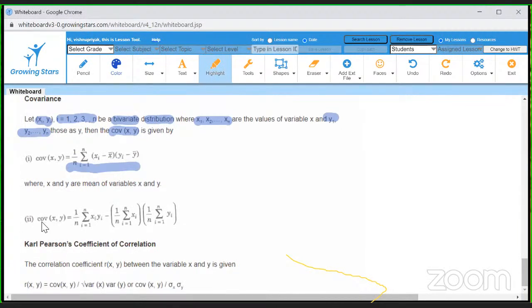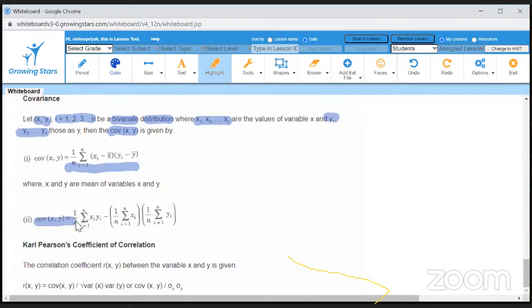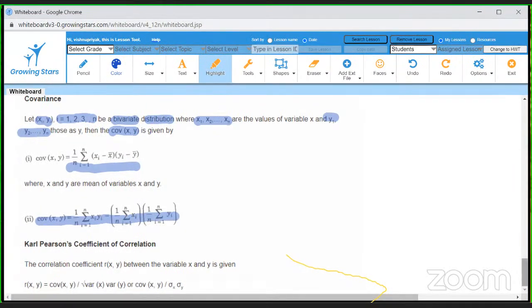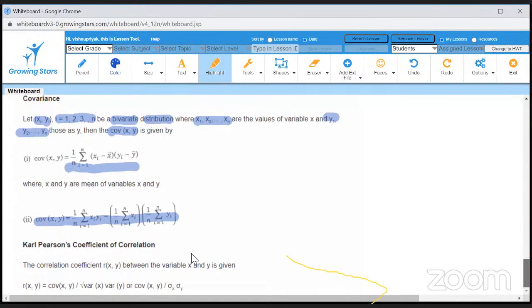Or there is another formula for covariance of x and y: 1 by n into sigma xi yi minus 1 by n into sigma xi into 1 by n into sigma yi. Any of the two formulas you can use.